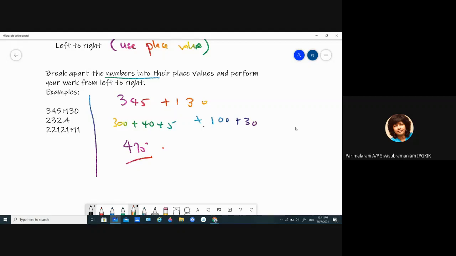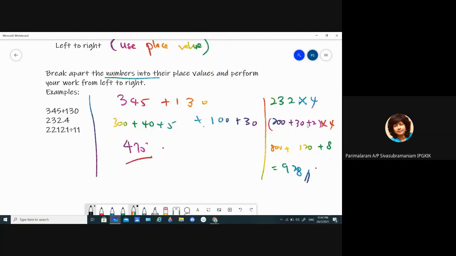So similarly for 232 times 4, we have 200 plus 30 plus 2. This is times 4. So we know that 200 times 4 is 800 plus 30 times 4 is 120 plus 2 times 4 is 8. So this is 928.